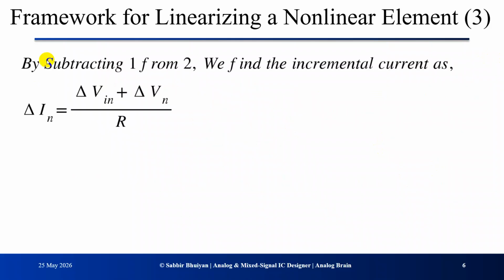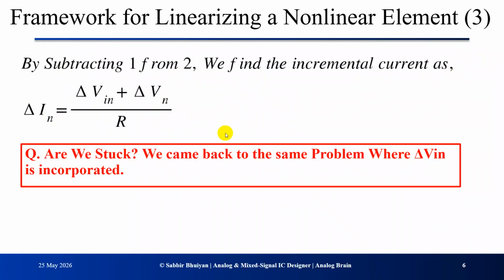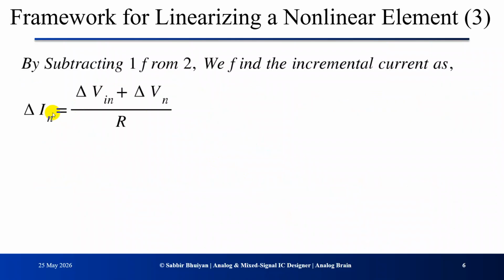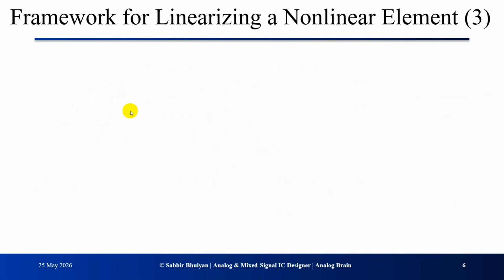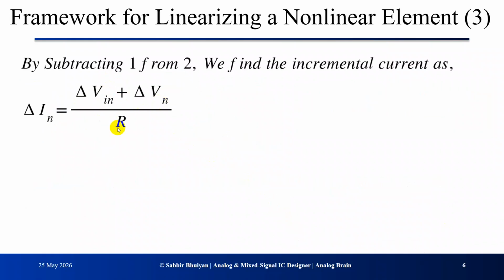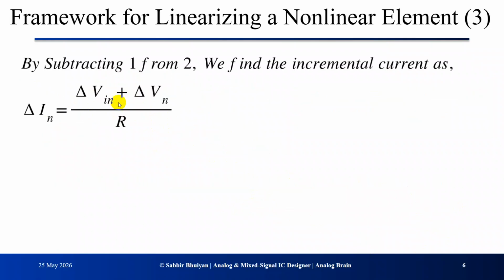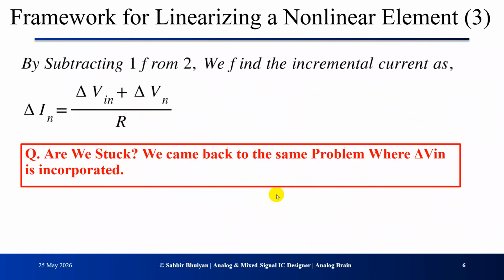Let's see. By subtracting 1 from 2, we find the incremental current as del In equals del Vin minus del Vn by R. So now the question: are we stuck? Or have we come back to the same problem where del Vin is incorporated? Let's see, this is the del Vin, and let's see the first equation. This was the first equation: In is equal to Vin minus Vn by R. Now del In is equal to del Vin minus del Vn by R, sorry for the mistake, this will be minus. And we are getting the same equation as case 1. So no improvement, and we came back to the same problem where del Vin is incorporated.